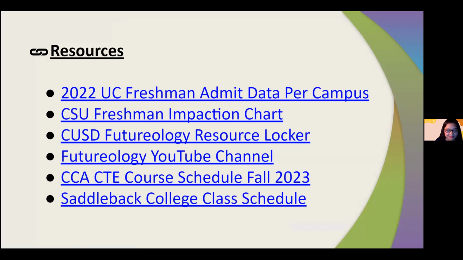Also, we have a few resources. If you're here with us tonight, you'll get a copy of these slides. If you're curious to read more about UC freshman admit data for 2022, we'll also link you to that. There's also the CSU freshman impaction chart, which shows some of the average GPAs associated with each of the CSUs and shows admit data for the Cal States around California. We also have our CUSD-Futureology resource locker, where you can access all of our free information.